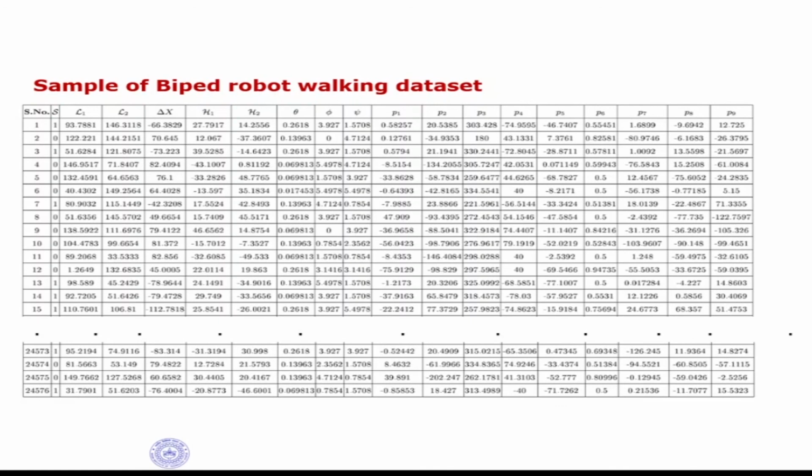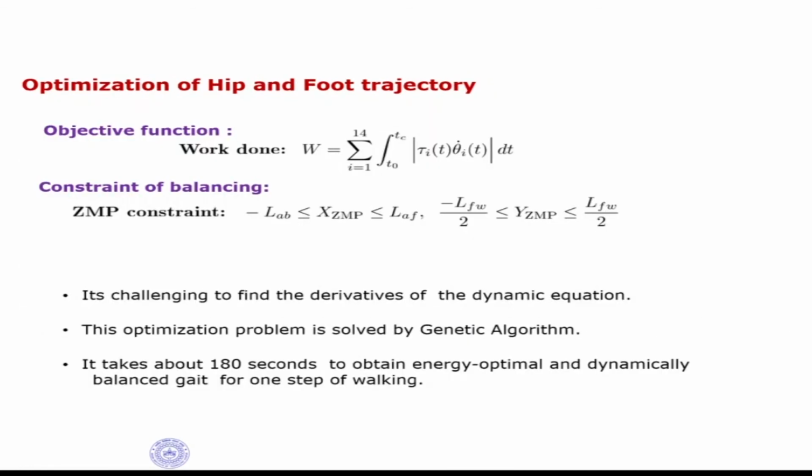Okay, and this is going to be a very, very large database. And once we make the database, we have to learn it. Now to make the database for each gait, we have to optimize. How do we optimize? We optimize by minimizing the energy. So we do energy minimization by doing the integral of torque into d theta. So this is energy minimum.